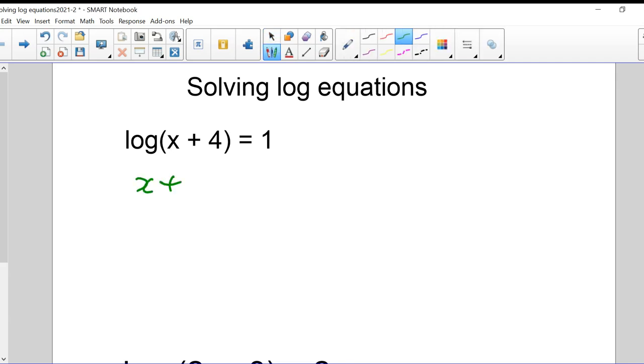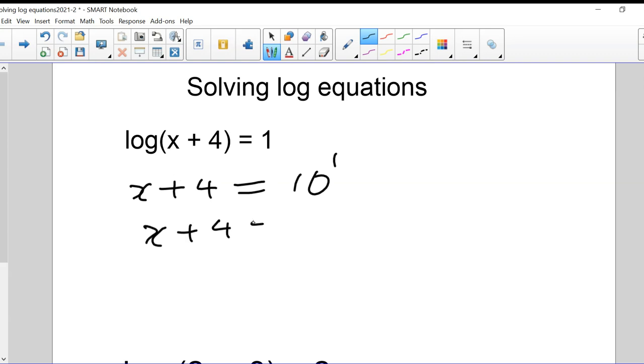I'm not sure why I'm using green. I'll change that. I can take the x plus 4 and set that equal to 10 to the power of 1. That's my exponential form right there. And of course, since 10 to the power of 1 is 10, that means that x plus 4 is equal to 10. And by just simple algebra, x equals 6 would be my final answer.